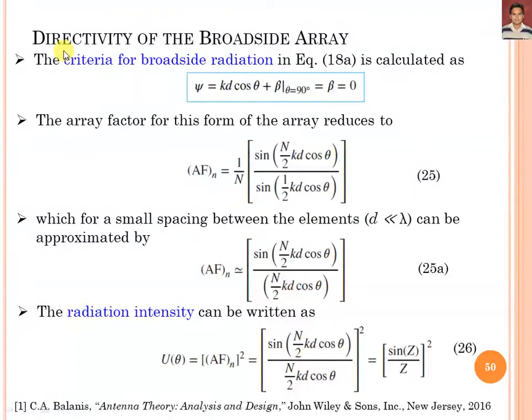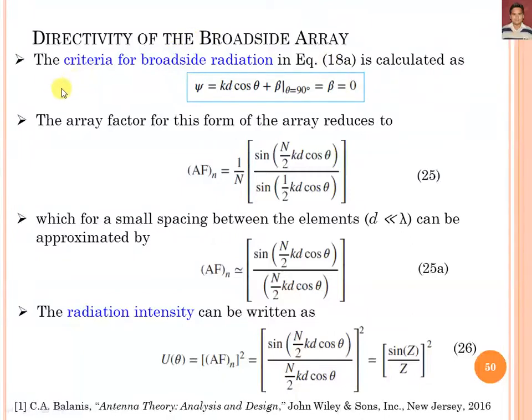First, we have to calculate the directivity of the broadside array. As we have discussed in lecture 3, the broadside array radiation criteria is in equation 18a, where psi is equal to kd cos theta plus beta. In broadside radiation, the maximum radiation occurs at theta equal to 90 degrees when it satisfies the criteria of d maximum less than lambda. In that case we get the value of beta equal to 0.